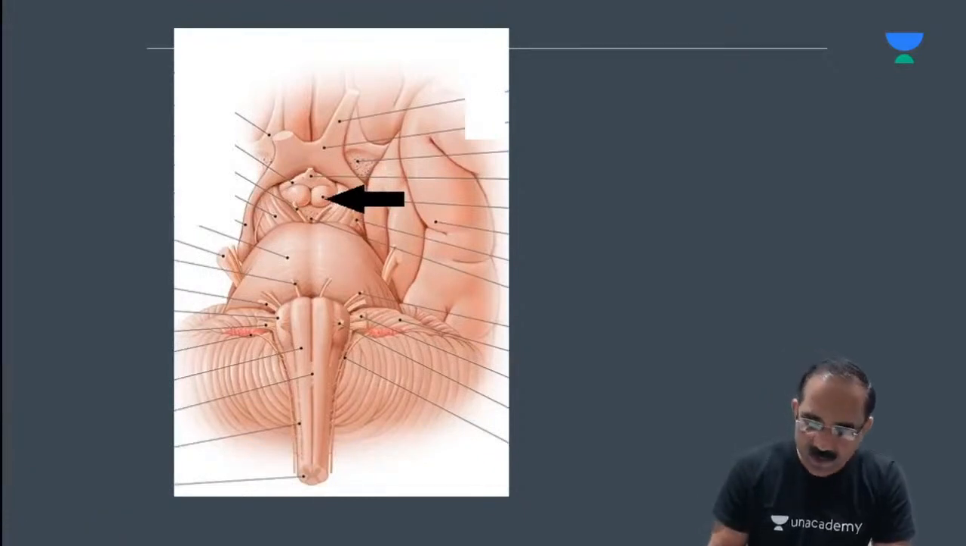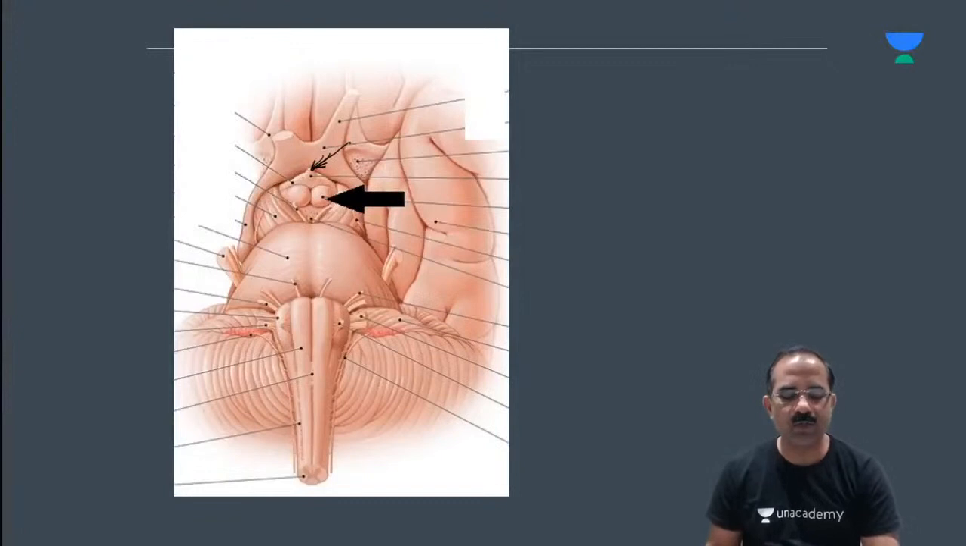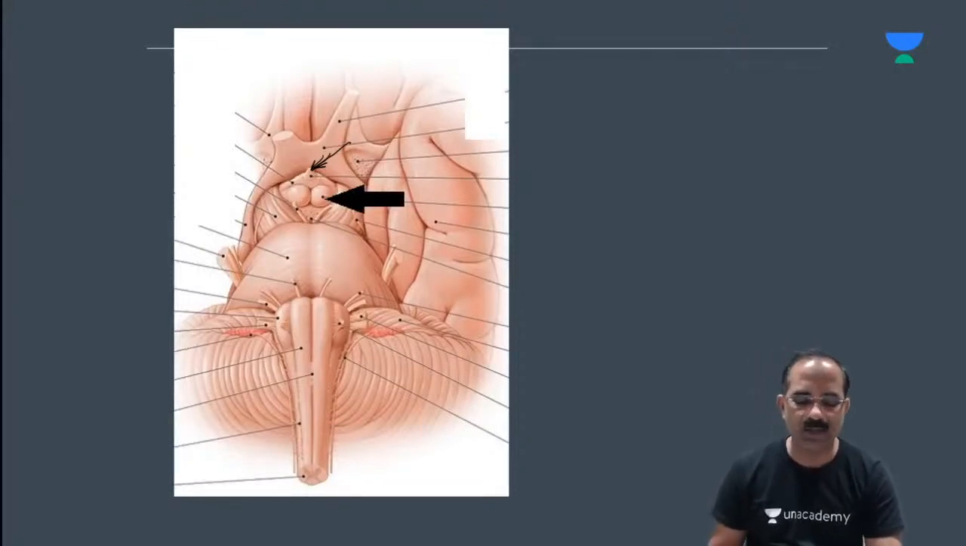And what is this in front of the mammillary bodies? Can anyone answer this? In front of the mammillary bodies, what is that? That's the pituitary stalk. You can see very well, no? That's the infundibulum or the pituitary stalk or the tuber cinereum. Tuber cinereum. Yes, Parth. Okay.